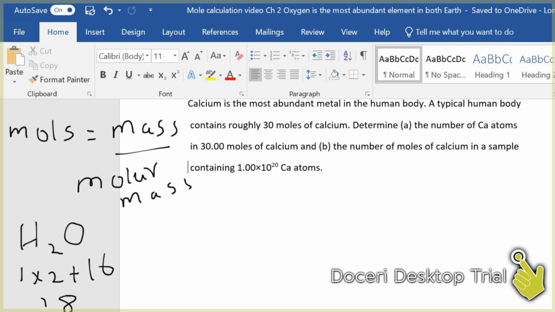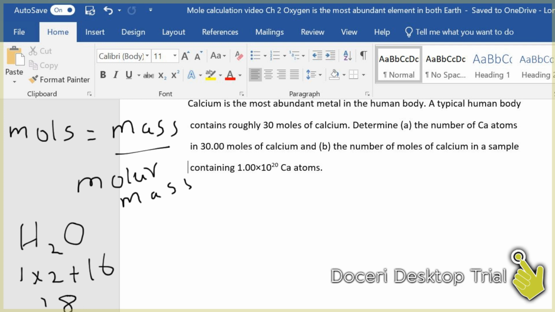Always, given mass, divide by molar mass. I can ask you in the exam or in any assignment two things: calculate the number of moles, or calculate the number of atoms. When atoms come into the picture, you need to use Avogadro's number. That means 1 mole has Avogadro's number of atoms. It's like 1 dozen is 12. The only difference is just the big number.